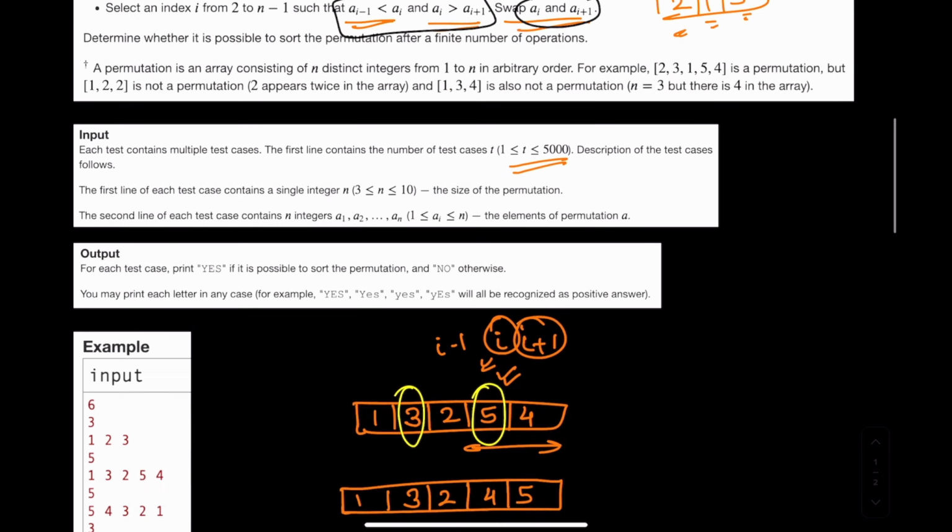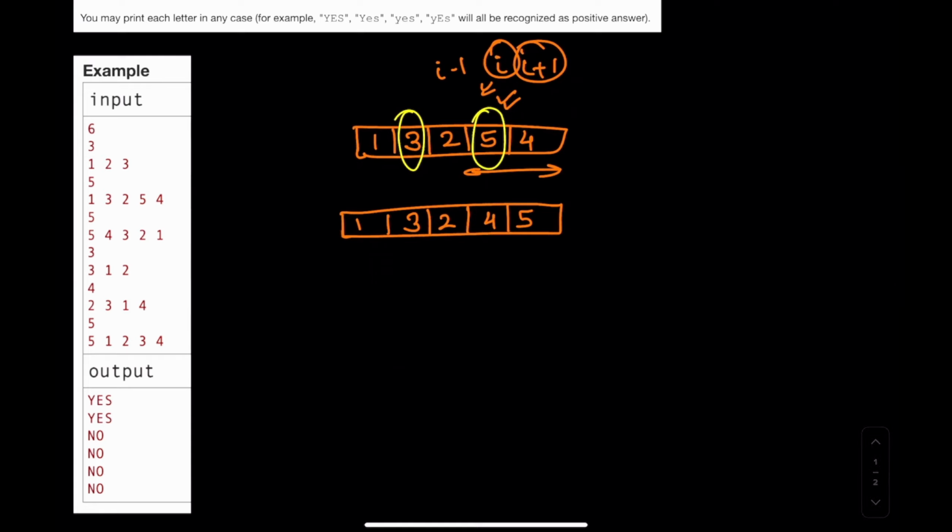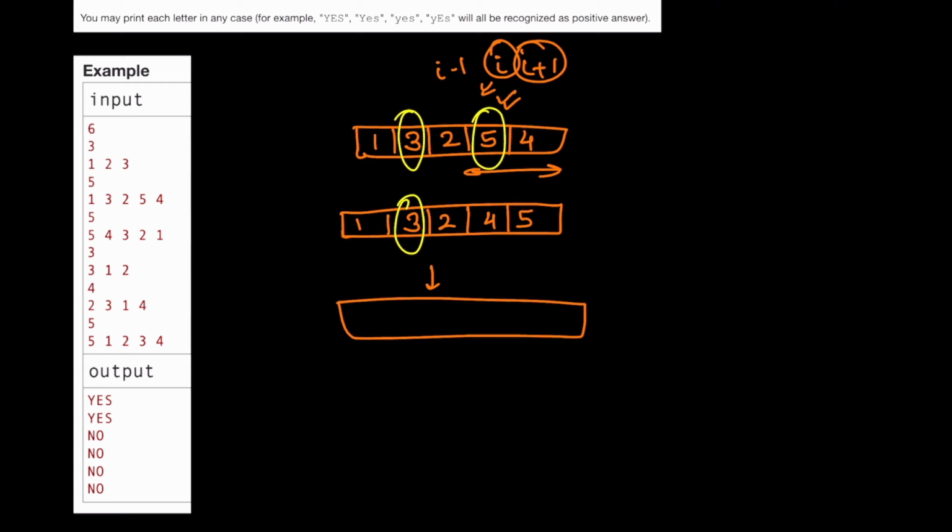After doing this, this is the array we get, and now the 3 is the only element left where we can apply the operation. So let's apply the operation: 1, 2, 3, 4 and 5. So this is sorted. So yes, we can sort. The answer is yes because it's already sorted.